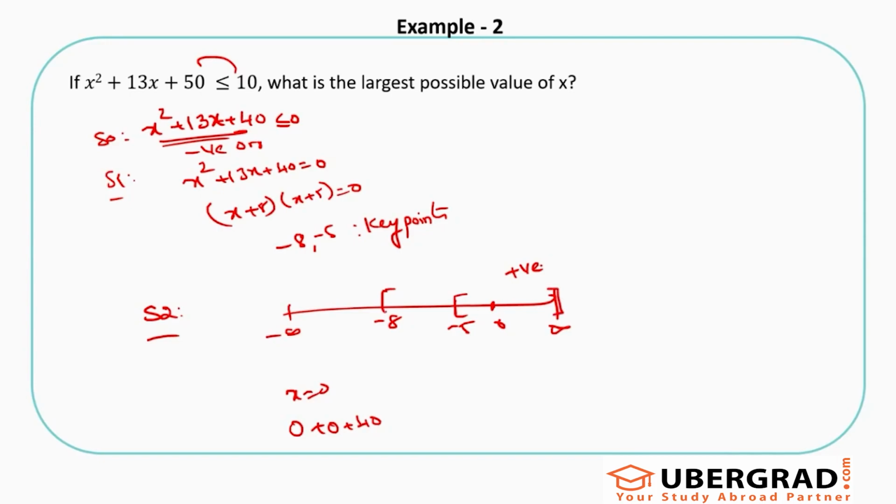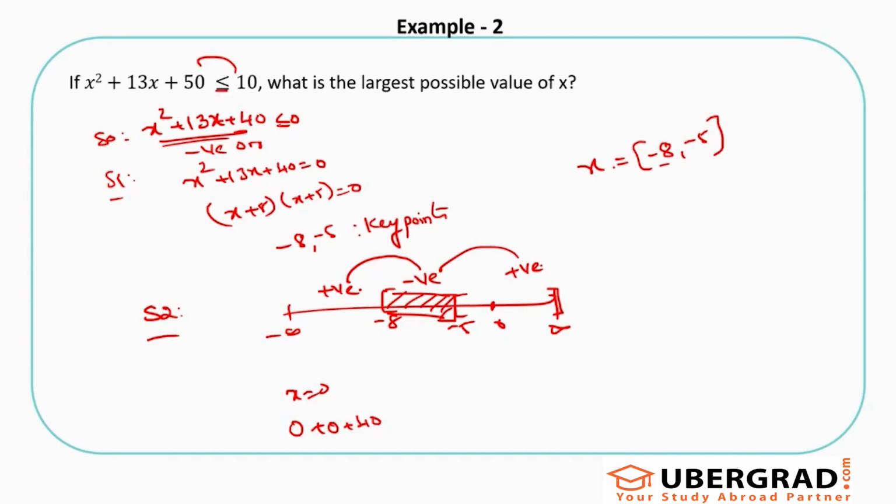What about this zone? It will be automatically negative. I said neighbors will be opposite signs. If this is negative, this has to be positive. And what is that I want? I want negative or 0, which means this is the zone that I am more happy about. So x should be minus 8 to minus 5, including these points. Minus 8 and minus 5 are included as well. Why? Because it's less than or equal to.